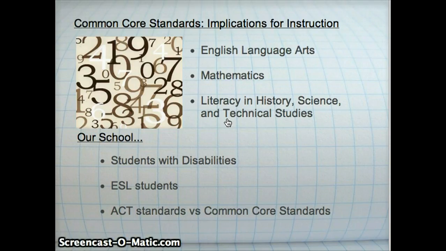At our school, we have a relatively large number of students with learning disabilities, so we will have to continue administering and creating individual education plans for those students like we have in the past. We also have a smaller group of students that are ESL students, that stands for English as a Second Language, and we will have to make adaptations to accommodate these students as well.